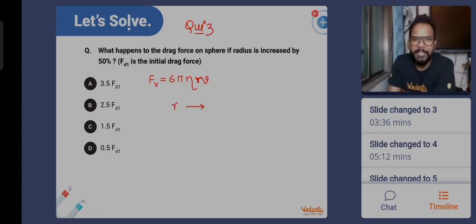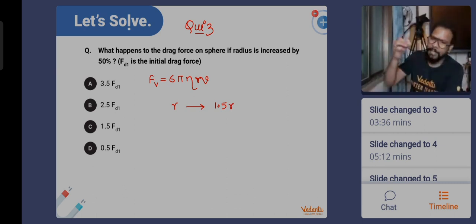If the radius is increased by 50%, just tell me, R will become how much? Will it be 1.5 R or not? Is there anybody in the class who does not understand this?